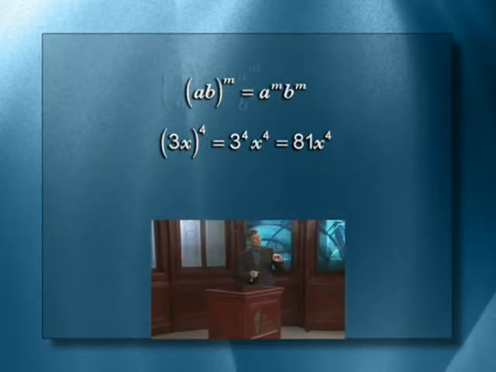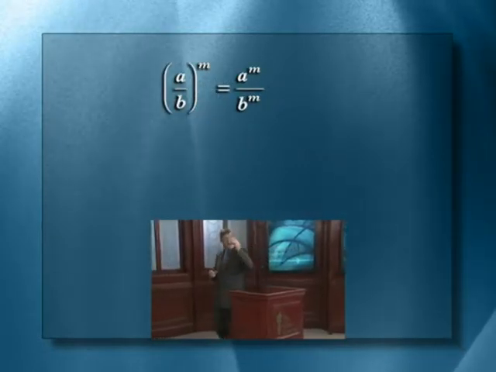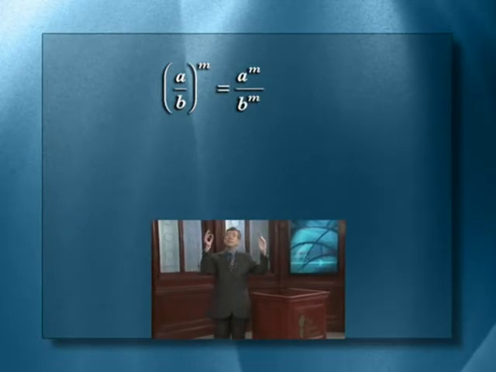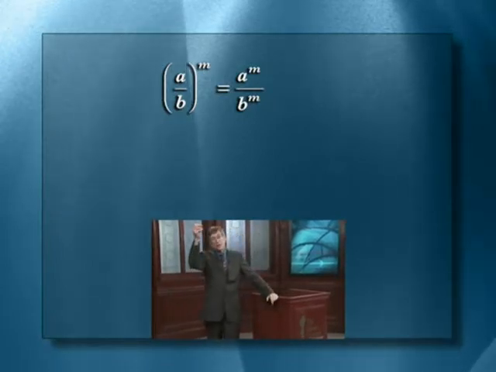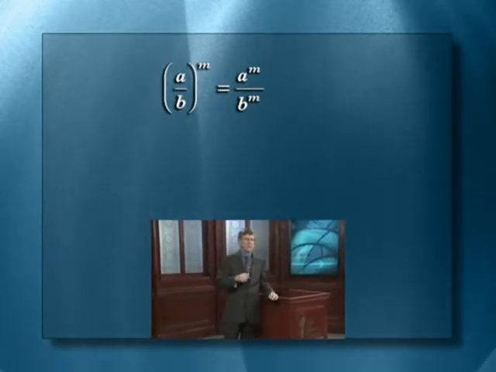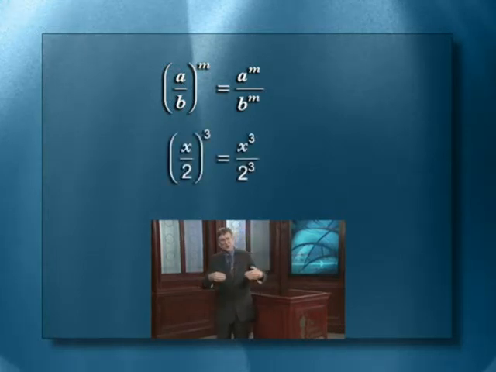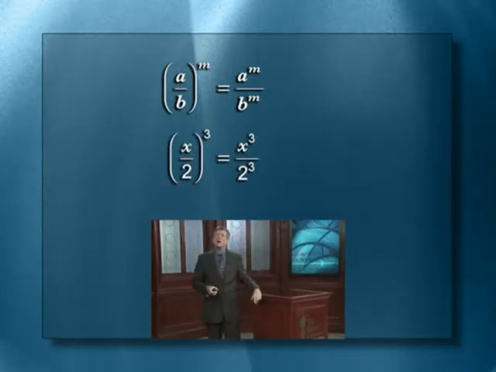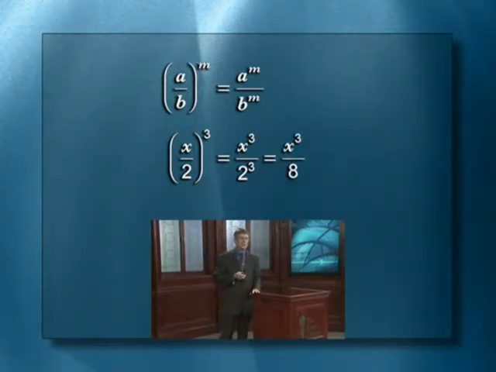A similar property for quotients. A over b all to the mth power is the same as a to the mth divided by b to the mth. For instance, x over 2 all raised to the 3rd power is x cubed over 2 cubed, which is x cubed over 8.